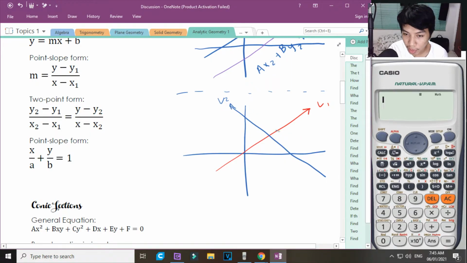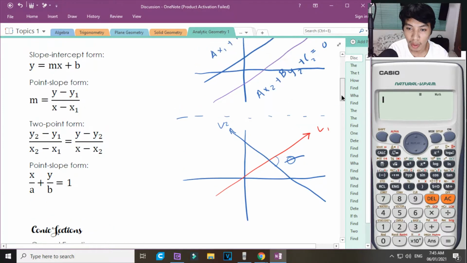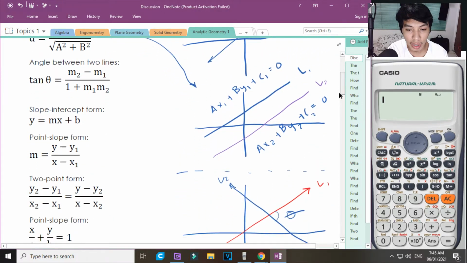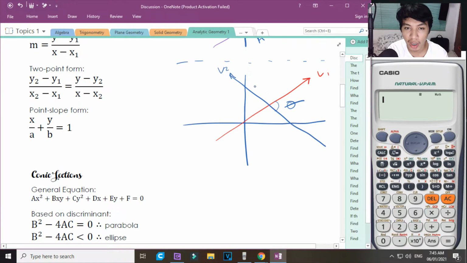Now, alamin mo daw yung kanilang angle, theta. How will you know the angle? Okay? Kailangan mong alamin muna yung kanilang slopes. Siyempre, si line 1 ay may M1 and then si line 2 ay may M2. And how will you find yung slopes na yon?